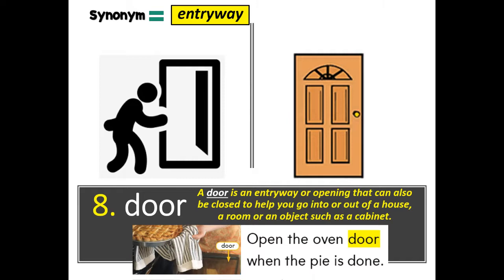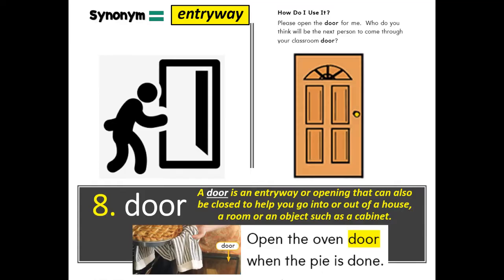Open the oven door when the pie is done. You could say open the oven entryway, or better yet, open the oven opening. So it doesn't quite work great in that sentence, but entryway is similar. How do I use it?